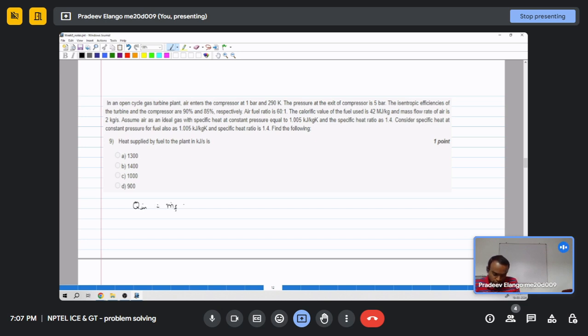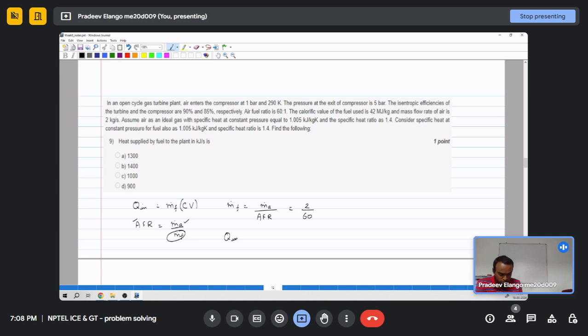Q in is mass flow rate of fuel into calorific value, right? Calorific value is given, mass flow rate of fuel has to be found out. So how do you find mass flow rate? Air fuel ratio is given, that is m dot a by m dot f. Here we know m dot a and the air fuel ratio, so m dot f can be calculated. M dot f is mass flow rate of air divided by air fuel ratio, that is 2 by 60. That is m dot f.